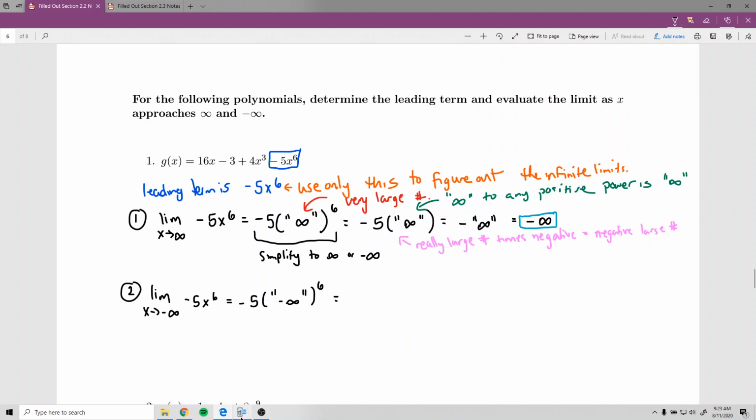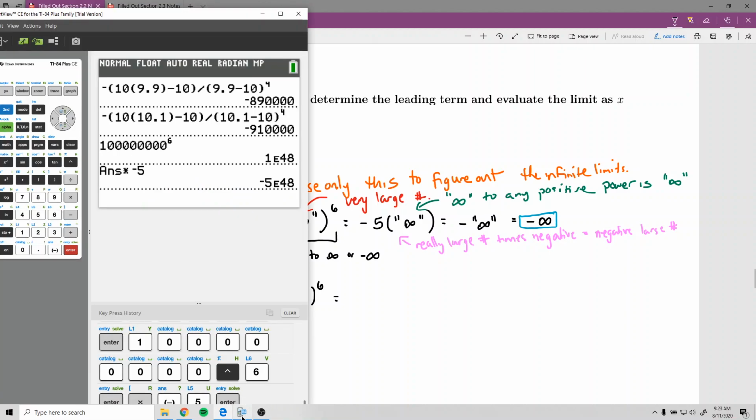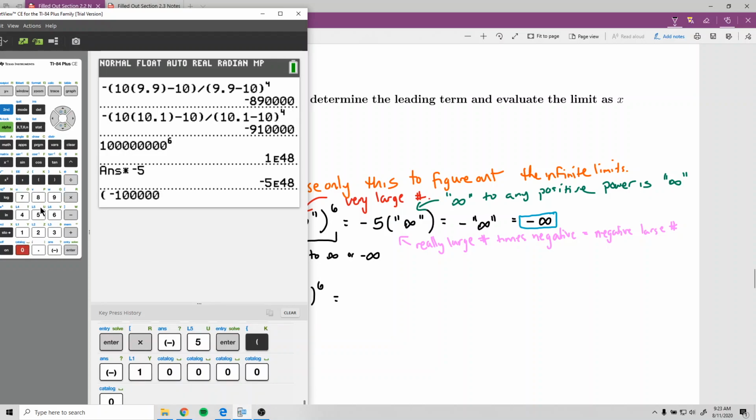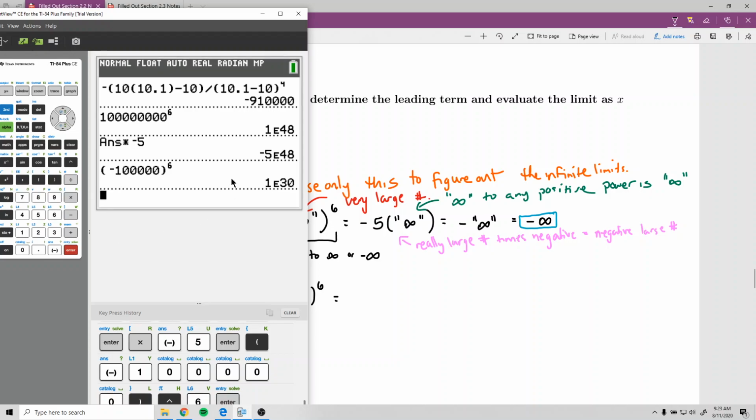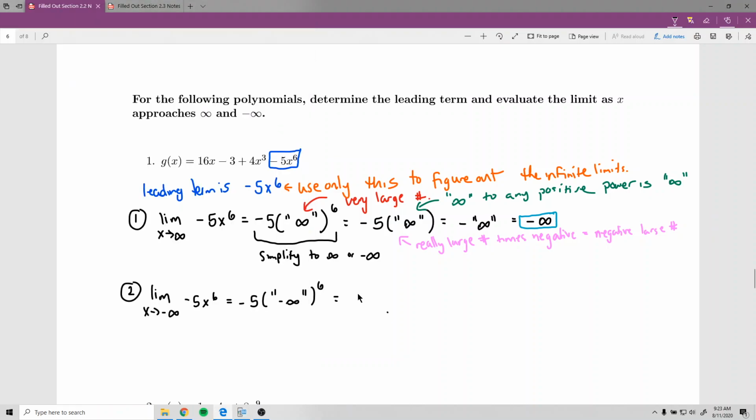You know, if you want, you can always just use an example in your calculator or think about what happens if you raise to an even or odd power. Since this is even, it should become positive. But if you want to check, think about it. Let's do negative 1 with a whole bunch of zeros raised to the 6th power. It becomes positive because it's even powered. So this part becomes positive infinity. We still got our negative sign out front.